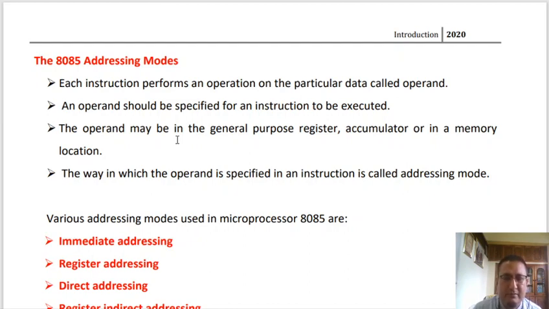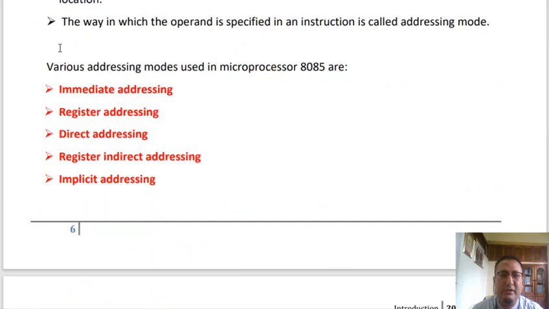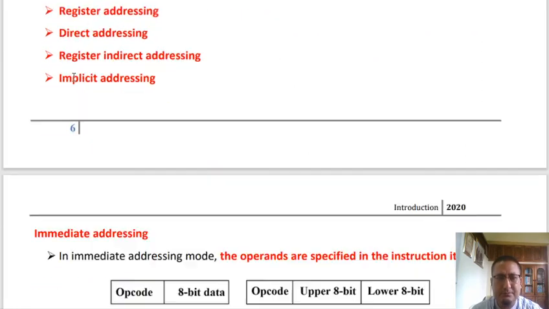Now the various addressing modes in the 8085 microprocessor are immediate addressing mode, register addressing mode, direct addressing mode, register indirect addressing mode, and implicit addressing mode, right? So again, I'll repeat it. The various addressing modes that we have in the 8085 microprocessor are immediate, register, direct, register indirect, and implicit. Let us start with the description of the various modes.